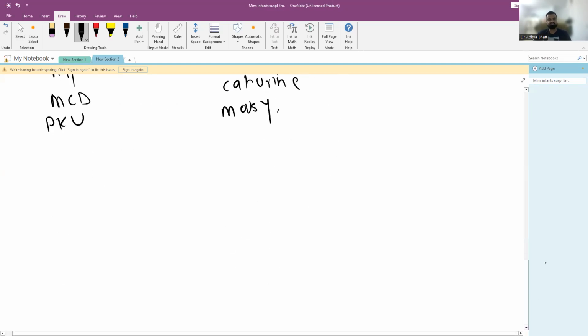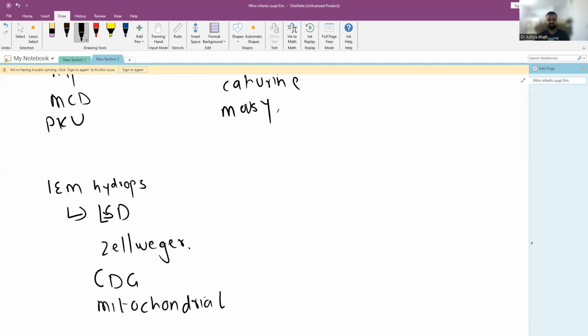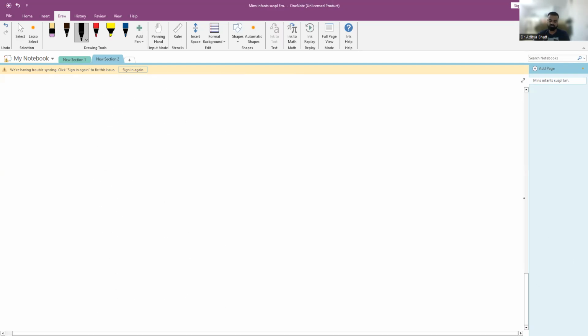Now, some IEM present with hydrops, very few IEM present with hydrops, and the IEM that actually present with hydrops are the LSD, lysosomal storage diseases, then Zellweger syndrome, which is the congenital absence of peroxisomes. Then congenital defects of glycosylation, they usually have inverted nipples. And mitochondrial disorders. So all these might have presence of hydrops or in utero death.